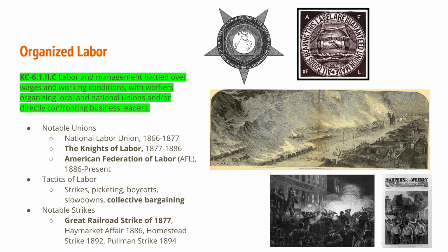So the tactic of these labor unions was to strike. A strike is when people stop working and they picket outside of the factory or the railroad company or wherever they might be working. They would use boycotts, they would have work slowdowns, and the most important one is collective bargaining. This is when all of the workers agree to bargain with management for a wage increase, that everyone would be willing to take the same wage as long as they're able to bargain collectively.